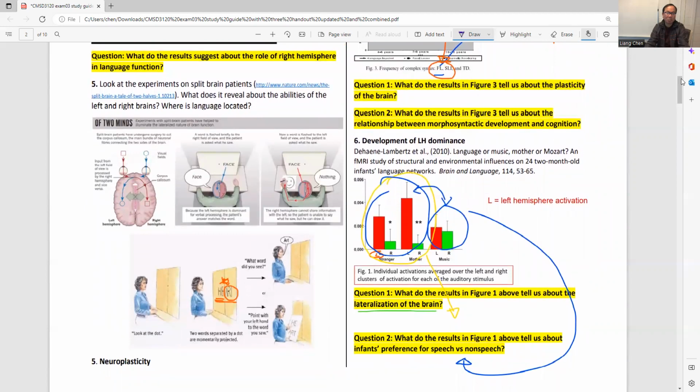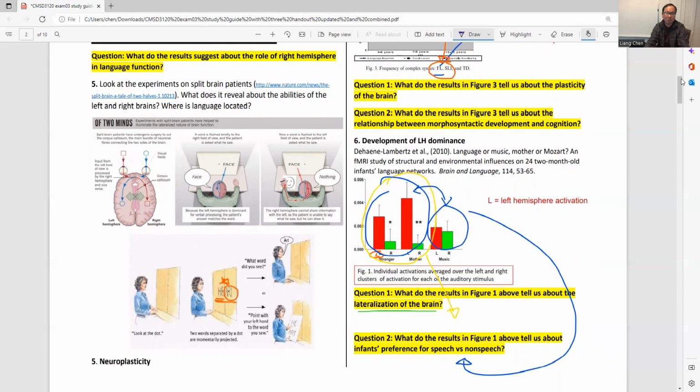Number 5 is about a split brain patient. So the left hemisphere and the right hemisphere, now the connection is broken because the corpus callosum is severed. So these two parts of the brain cannot communicate very well. And because of the contralateral function of the brain, the left hemisphere controls the activity of the right side of the body. The right hemisphere controls the activity of the left side of the body.